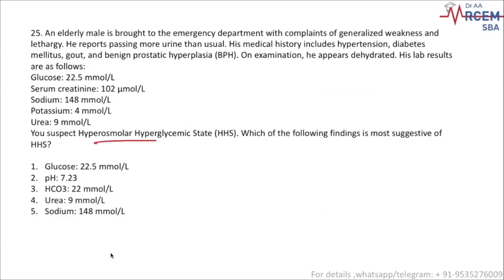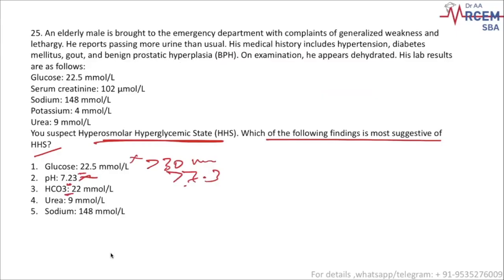You're suspecting an HSS. Which one of the following findings is suggestive of an HSS? Glucose values usually will be more than 30 millimoles per liter, so this is not it. pH should be more than 7.3, so again it is wrong. Bicarb should be less than 15? Again, it is wrong. Sorry, bicarb should be more than 15. So it is right.